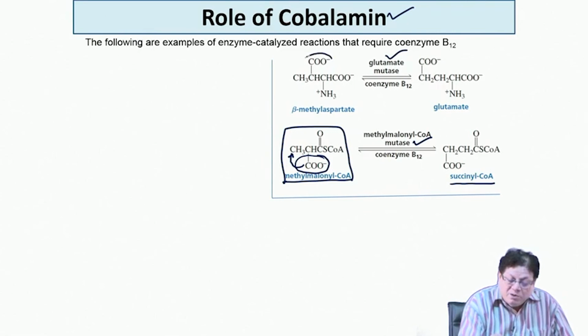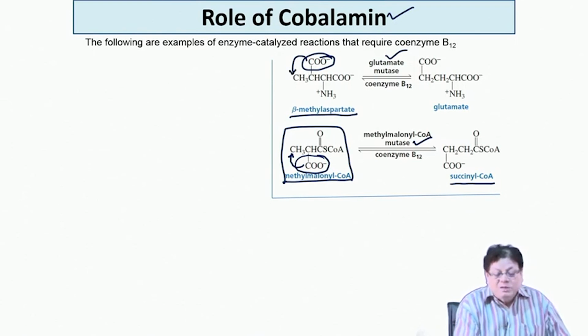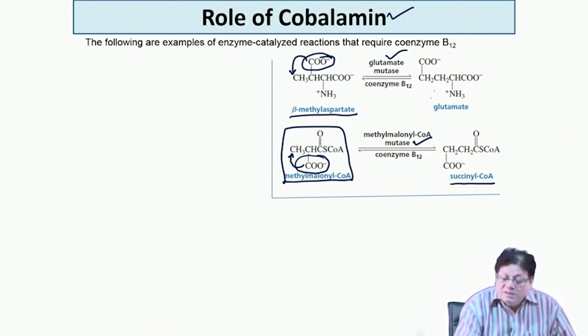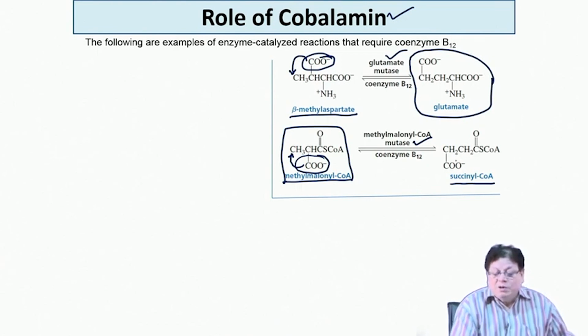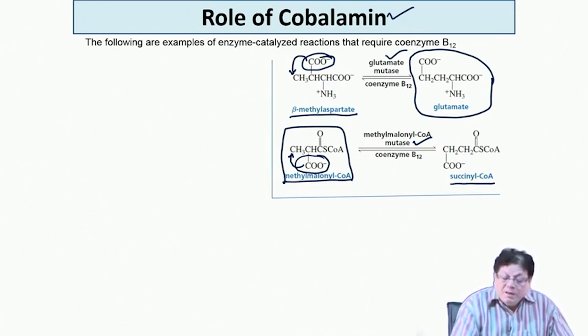What happens here? This is beta methyl aspartate. You have a methyl here, and this is aspartic acid up to this point, and then you have additionally a methyl. So, beta methyl aspartate. See, if the carboxy migrates to this carbon and the hydrogen goes to this carbon, then what happens? You have this glutamate. So, beta methyl aspartate can be converted into glutamate. The names of the enzymes are glutamate mutase and this is methyl malonyl CoA mutase.